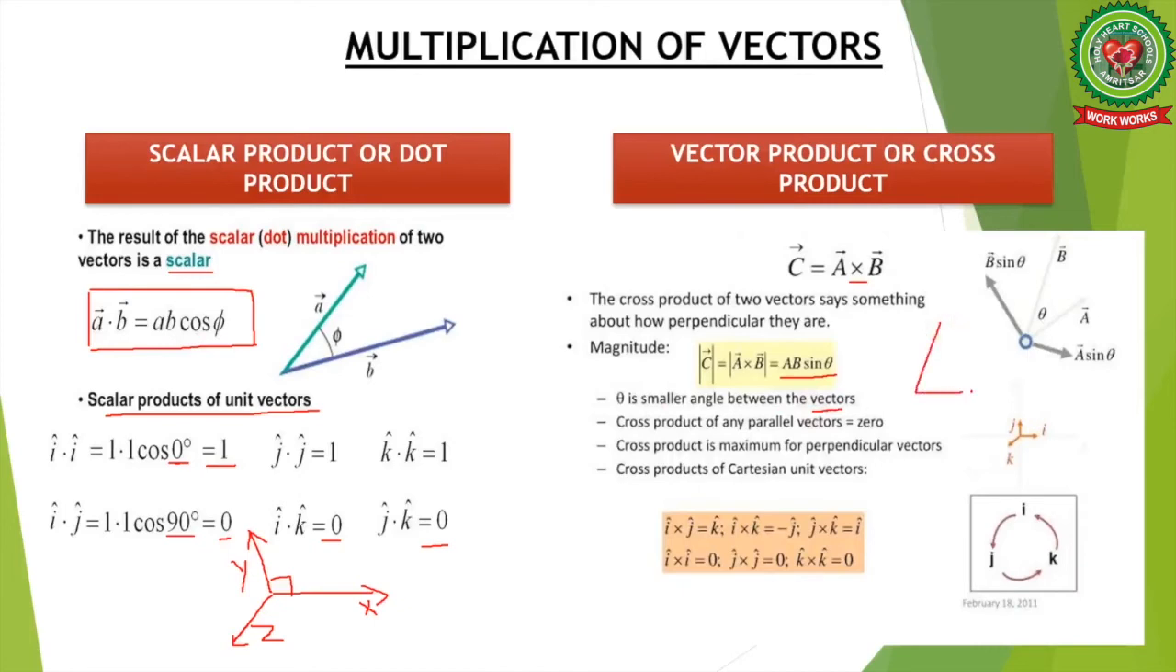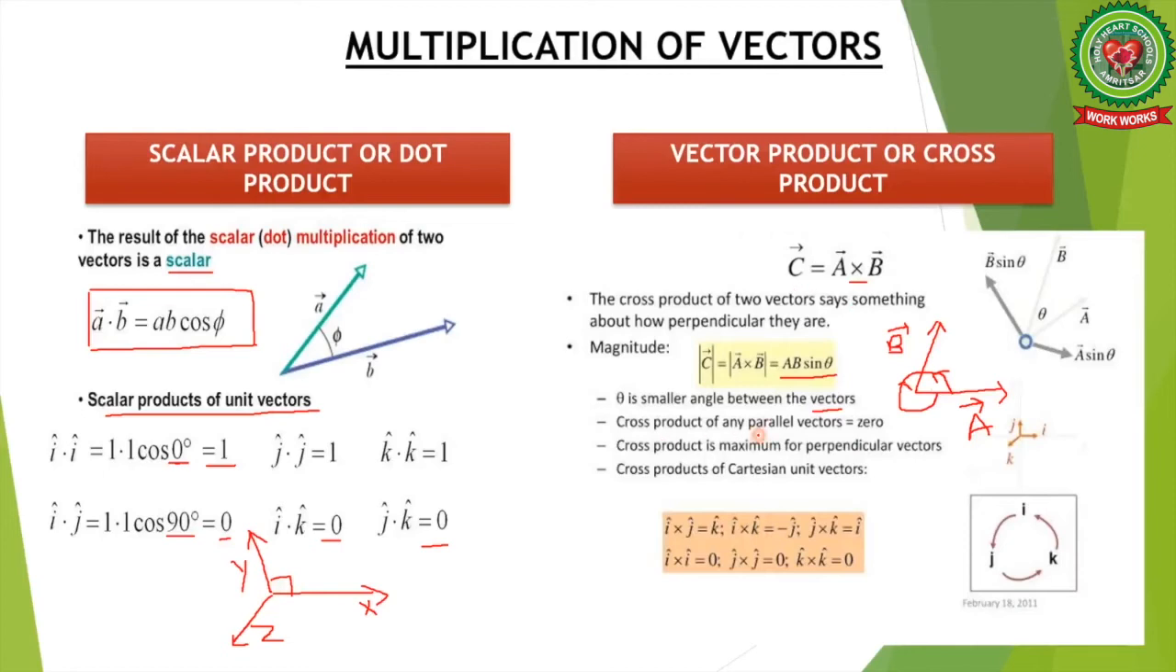Suppose this is the a vector and this is the b vector. Always take the smaller angle, because you can take two angles: you can take this angle, or you can take this other angle. But the rule says you have to take the smaller angle. And a cross b means you go from a to b; if it is b cross a, then you go from b to a. Direction matters in vector products, because the result of a vector product is another vector, a new vector c.